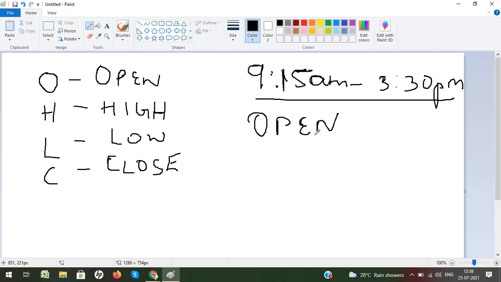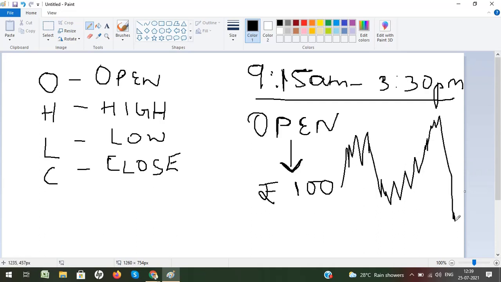Now after opening at a certain price, say for example it opens at 100 rupees, based on the demand and the supply, and the interest that market participants show in that particular equity, stock or asset class, this stock might move up and down. As it goes up and down, it leaves a mark here.